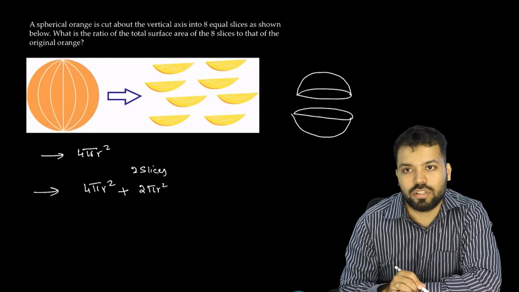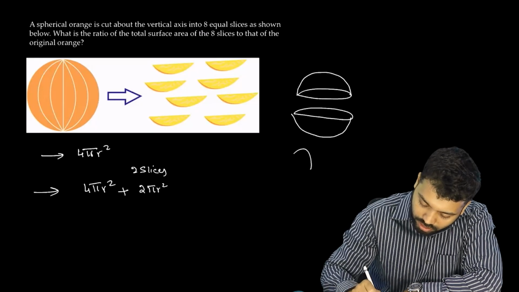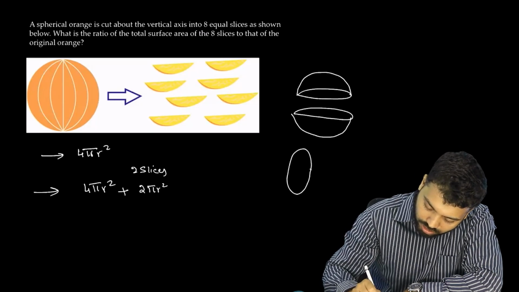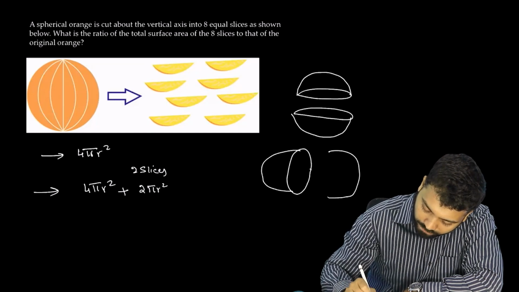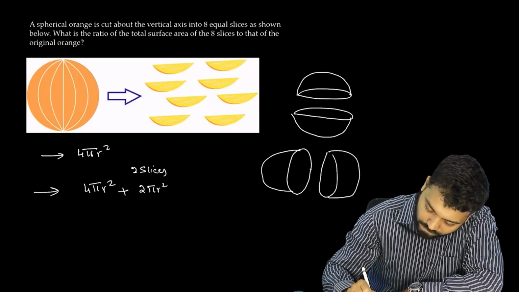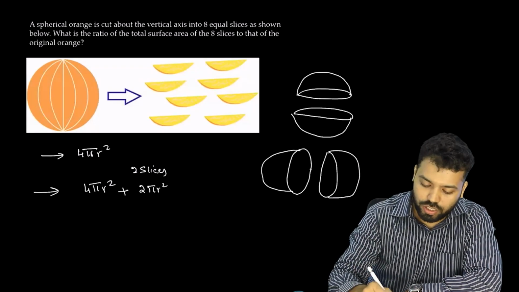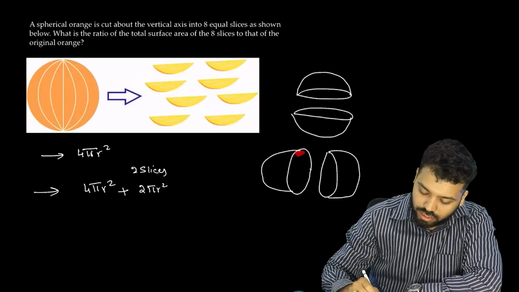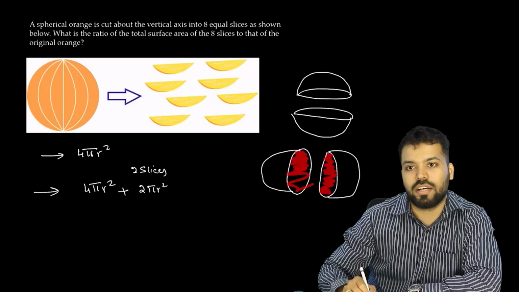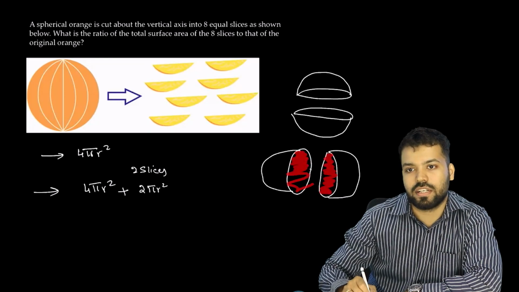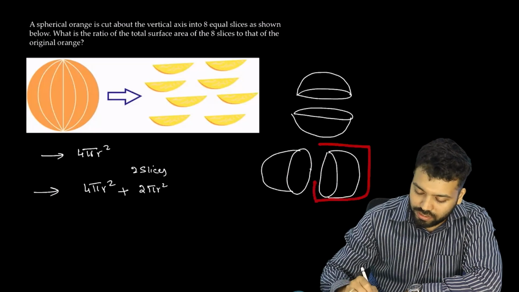Correct? So that time what happens? So that time I'll have, correct? Again, I'm cutting it like this. So now also I have this pi r square and pi r square as a surface area. Correct? Now consider only this part here.